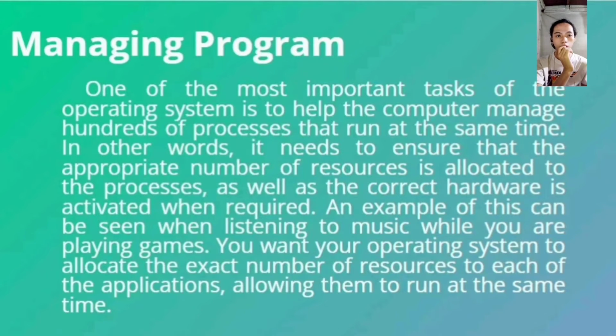Managing programs. One of the most important tasks of the operating system is to help the computer manage hundreds of processes that run at the same time. In other words, it needs to ensure that the appropriate number of resources is allocated to each process, as well as the correct hardware being activated when required. An example of this can be seen when listening to music while you are playing games. You want your operating system to allocate the exact number of resources to each of the applications, allowing them to run at the same time.